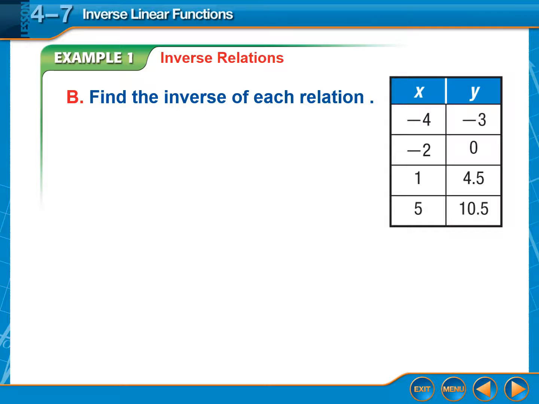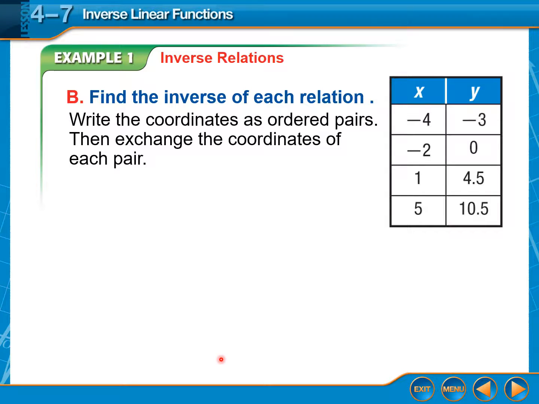Same thing that we're looking at here, but instead of a set of points, what we've got is a table of x and y values. So what we want to do is write each of those coordinates as a set of ordered pairs. That'll allow us to switch the order for x and y.